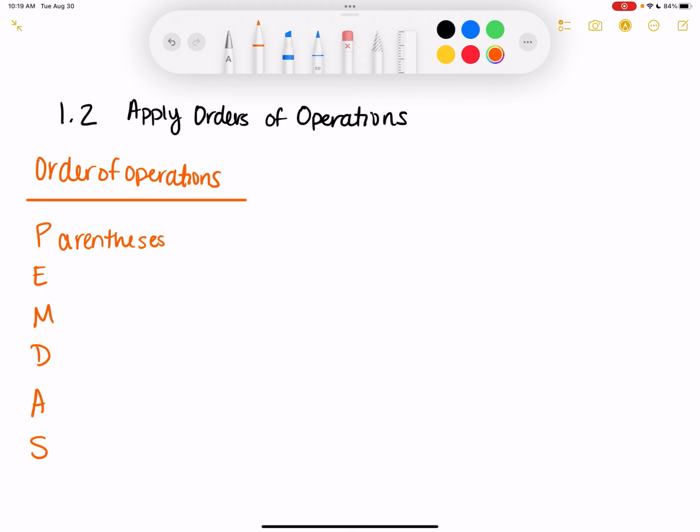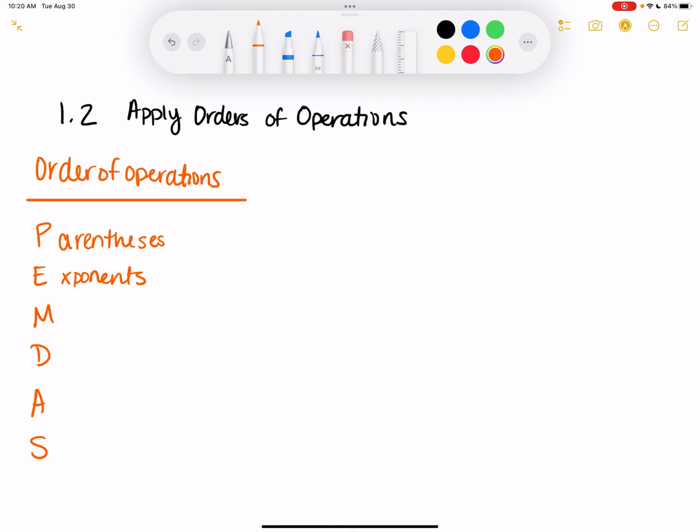All right, so parentheses, or any kind of a grouping symbol. So it's not always a parentheses. It could be a bracket or something like that, but anything inside there. Then the next one is exponents, which is what we were dealing with in the last section. It's kind of a continuation in this one.